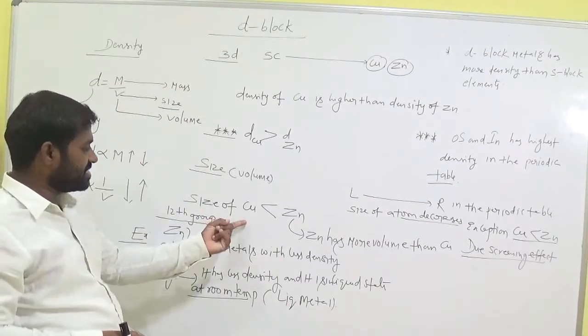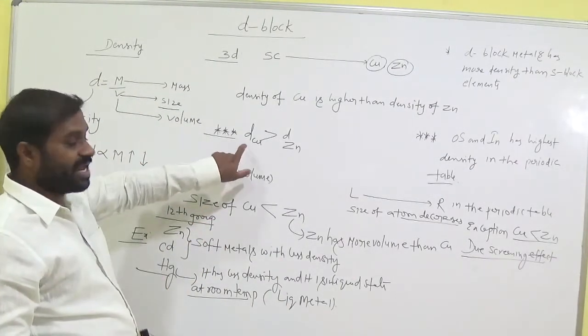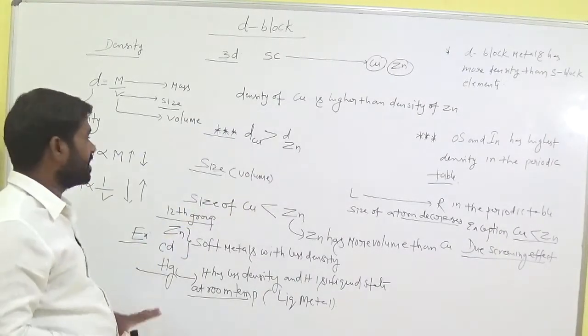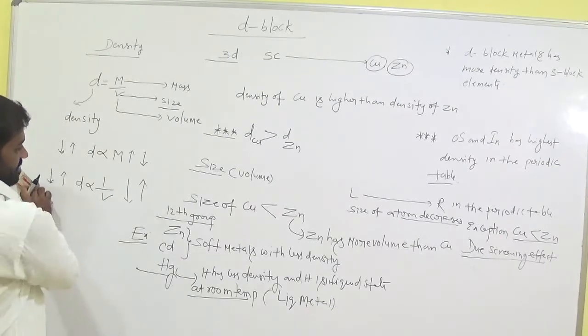So this is the size and density relation. Copper has more density. Why? Because it has a smaller size than zinc. Okay, this is the relation. Keep it in our mind.